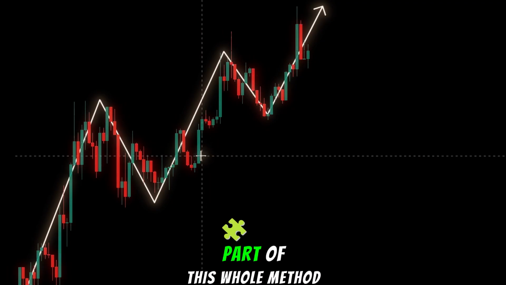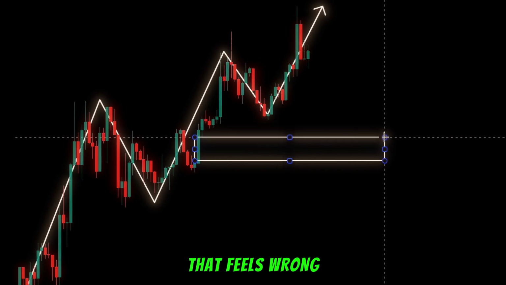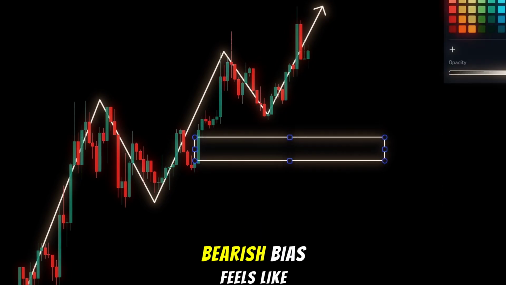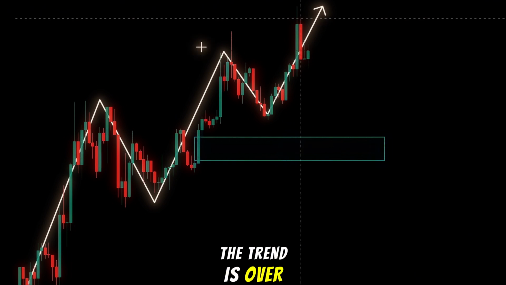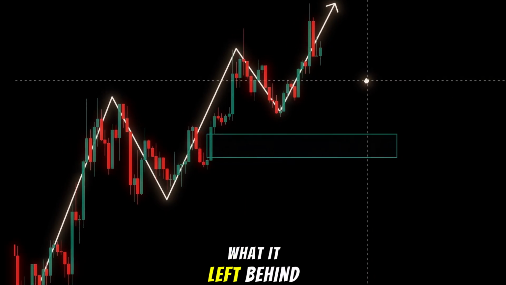And that's the hardest part of this whole method. You are waiting for a move that feels wrong. Price rallying against a bearish bias feels like the trend is over. 9 times out of 10, it's just the market going back to collect what it left behind.